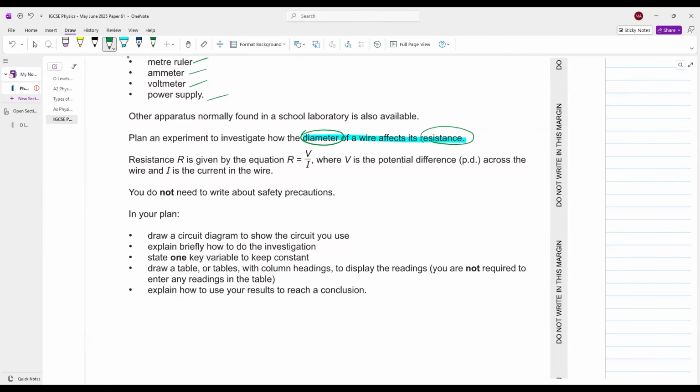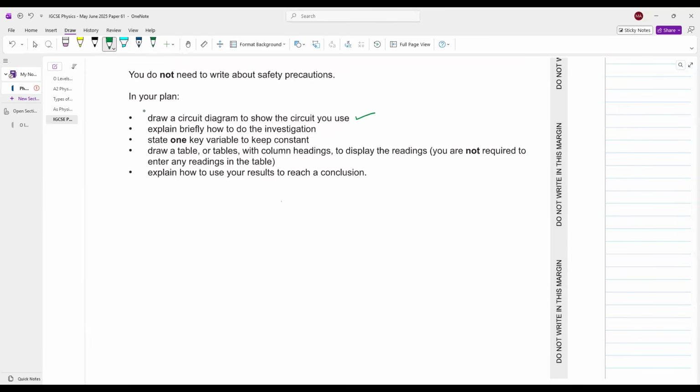ठीक है. Draw a circuit diagram to show the circuit that you will use. बेटा हम circuit किस तरह का use करेंगे? First of all, you will have a power supply like this. Okay. Power supply के बाद you will have an ammeter here to measure the current. Then हम एक वायर लगा देते हैं. Let's say diameter D का वायर लगा दिया यहाँ पे. Here is the wire of diameter D. इस वायर से पैरेलल में हमने एक वोल्ट मीटर लगा दिया like this.